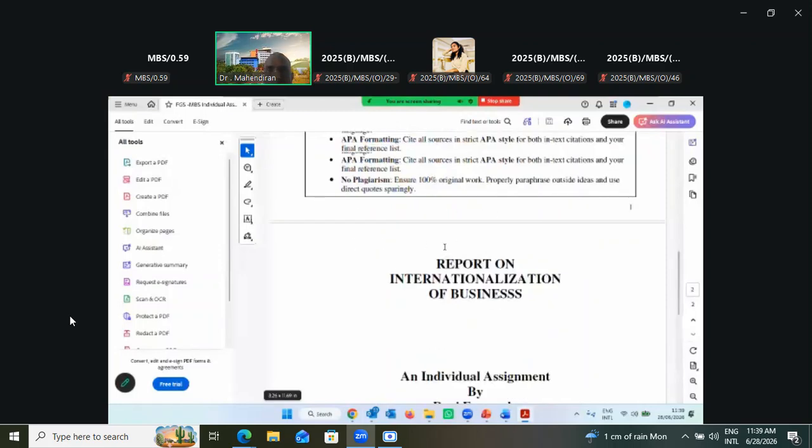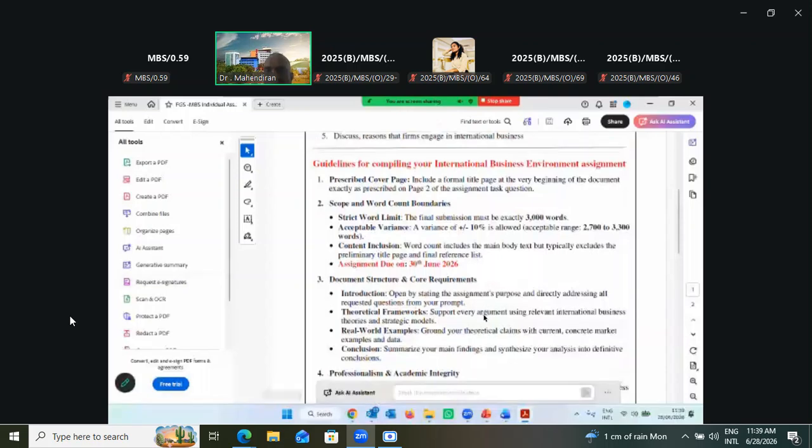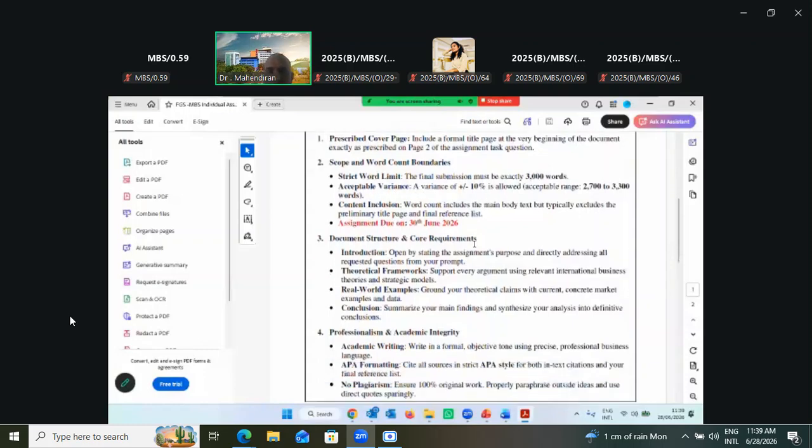So the scope of the word count boundary: strict word limit 3000, adaptive. Because I have to give marks to everybody fairly. If you are writing 5000, there are no additional marks. Okay, so minimum content inclusion, assignment 30th June: introduction, then a theoretical framework, real world example, academic writing in APA, 100 words.